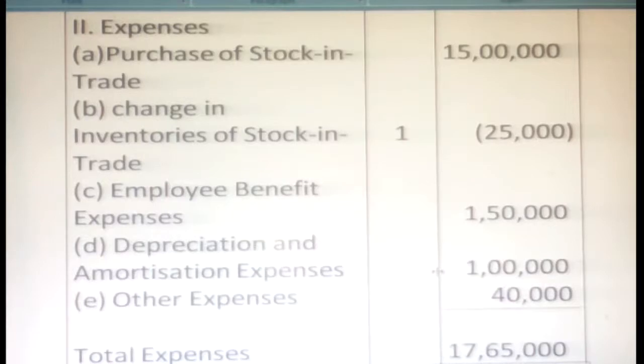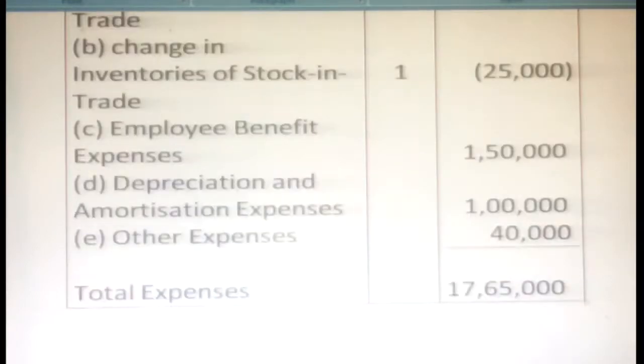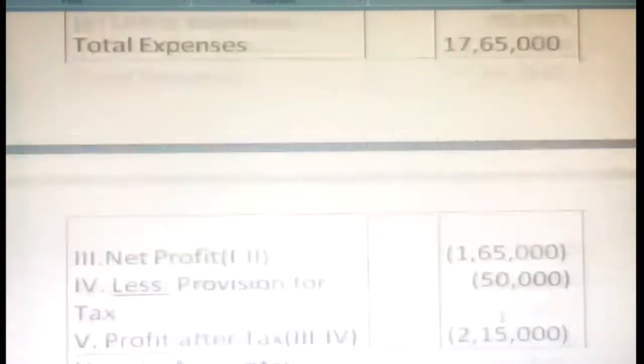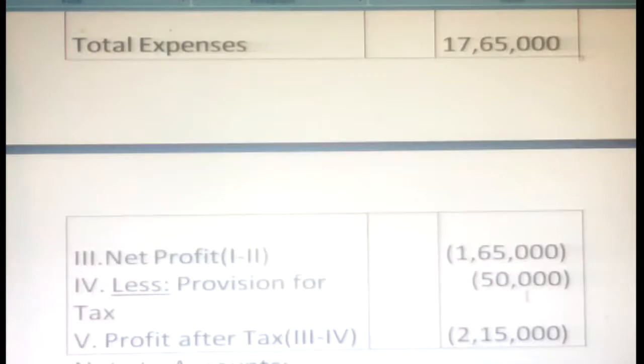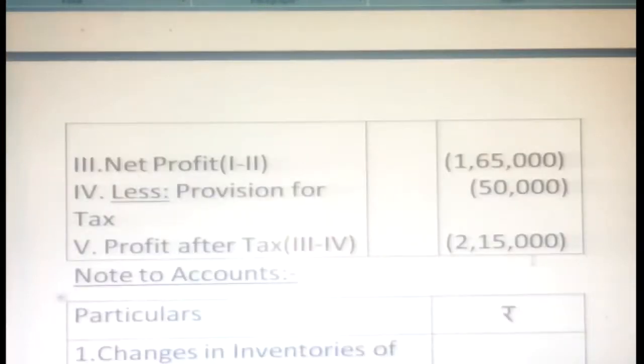And employee benefit expenses 1,50,000. Then depreciation and amortization expenses 1 lakh. Then other expenses 40,000. We get total expenses 17,65,000. Then net profit we get a negative figure, that is loss 1,65,000 in the bracket. Even though we have a loss, we have to provide provision for tax. It's mandatory. That's why we have provided 50,000, again shown as a bracket. So from 1,65,000, less provision for tax 50,000, we get profit after tax a negative figure, nothing but loss 2,15,000.